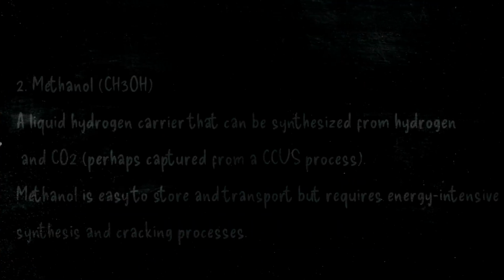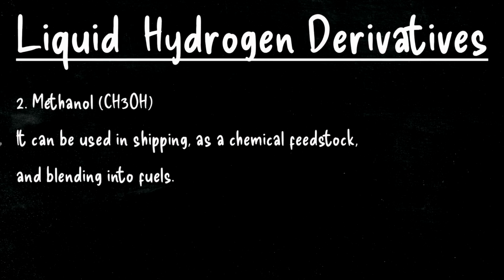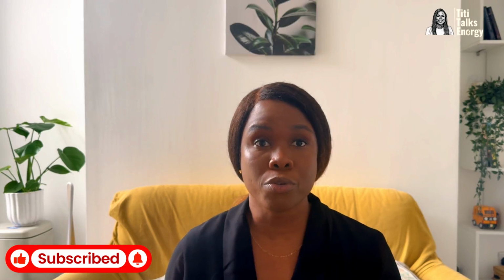Next, we look at methanol, which is a liquid hydrogen carrier that can be synthesized from hydrogen and CO2, perhaps captured from a CCUS process. Methanol is easy to store and transport, but it requires energy-intensive synthesis and cracking processes. It can be used in shipping, as a chemical feedstock, and blending into fuels. We have Maersk ordering methanol-fueled ships, and Saudi Arabia and China investing in green methanol. Methanol's versatility makes it a prime candidate for both green shipping and industrial decarbonization.